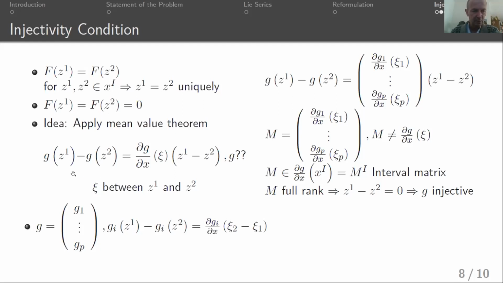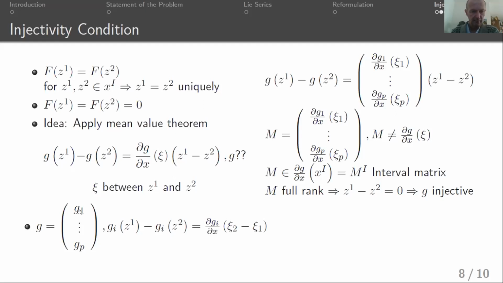If we have a scalar function g and two different arguments, then it's well known that the difference of these two values can be written as a gradient of this function g at some intermediate value multiplied by Z1 minus Z2. And if this gradient is not equal to 0, then it immediately follows that if this is equal to 0, then also Z1 minus Z2 is equal to 0. And this is the scalar case.